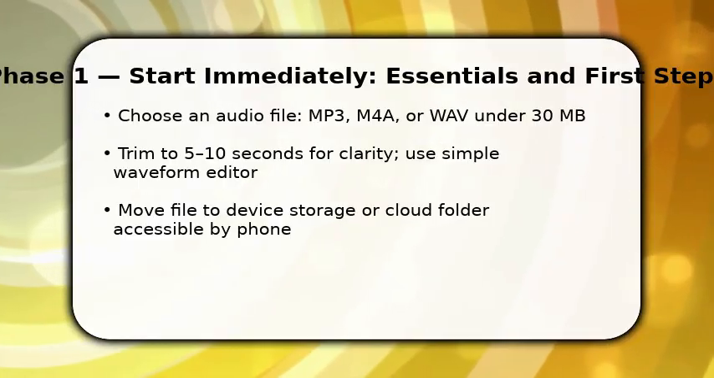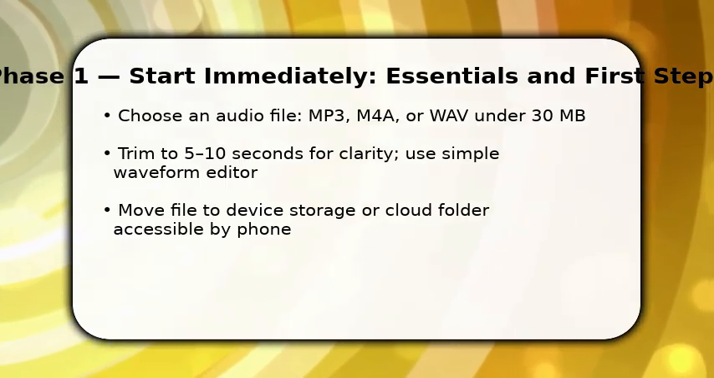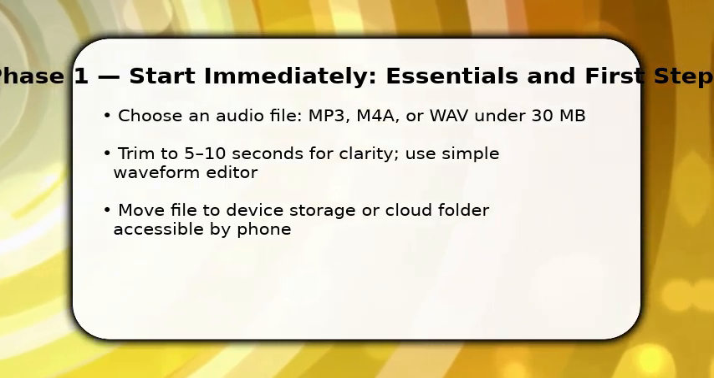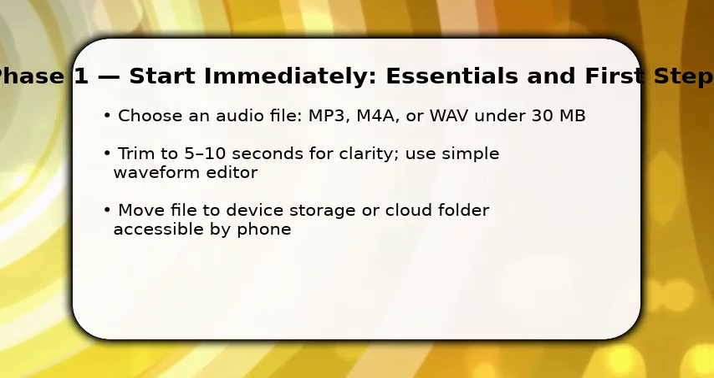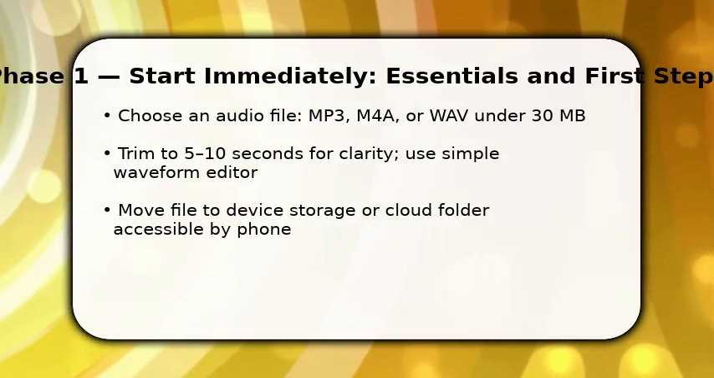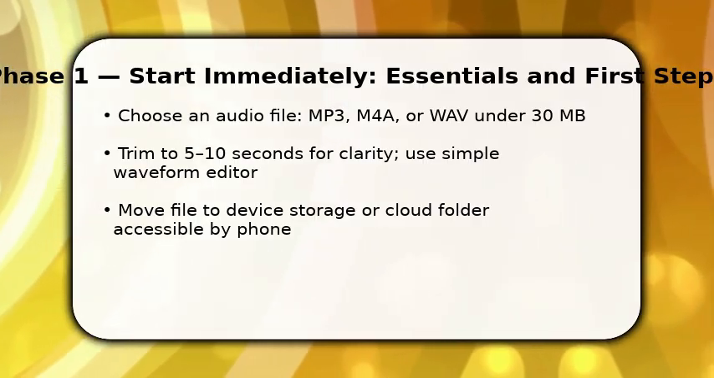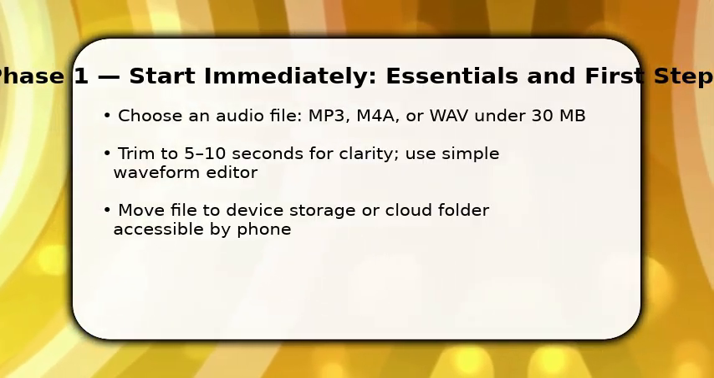You start by selecting a short, clear clip. Aim for 5 to 10 seconds so the notification is crisp. Once chosen, trim any dead space and save as MP3, M4A, or WAV. Most phones accept those. Make sure the file is under 30 MB and placed in a folder your device can reach, such as Downloads or a synced cloud folder.